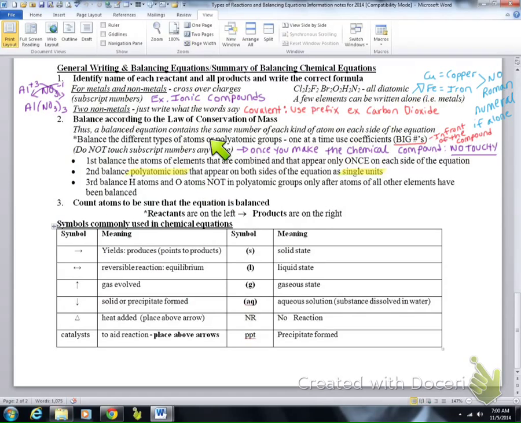And really, honestly, don't worry too much about these rules. We'll go through some example problems, and you guys will start getting the hang of just making sure everything is even on both sides to follow the law of conservation of mass.